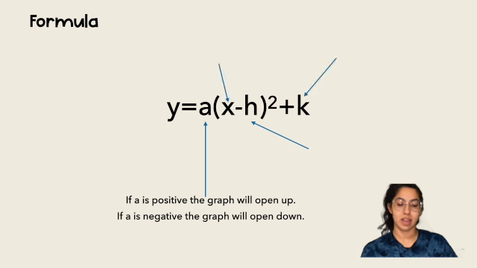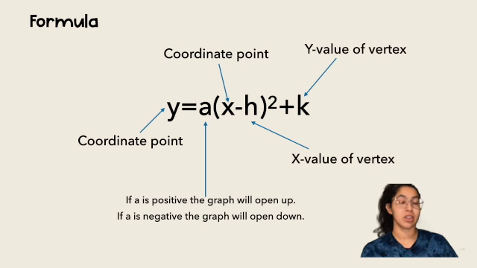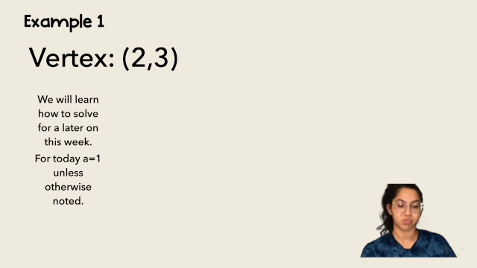x, y, h, k. x and y are coordinate points. h and k are actually your vertex. So the x value of the vertex is h. The y value of the vertex is k. And I want you to notice that we have minus h, which means we're changing the sign of h.